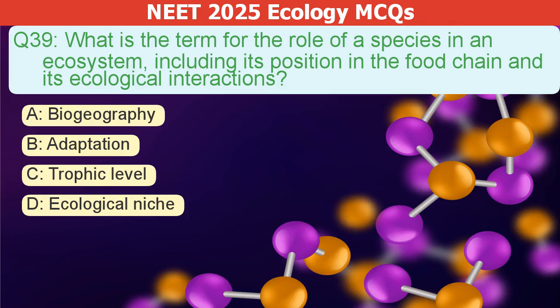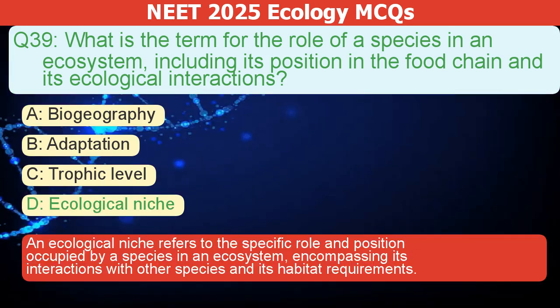What is the term for a species' role in its ecosystem, including its place in the food chain and its interactions? A. Biogeography. B. Adaptation. C. Trophic level. D. Ecological niche. The correct answer is D. An ecological niche refers to the specific role and position a species occupies in an ecosystem. It encompasses its interactions with other species and its habitat requirements.